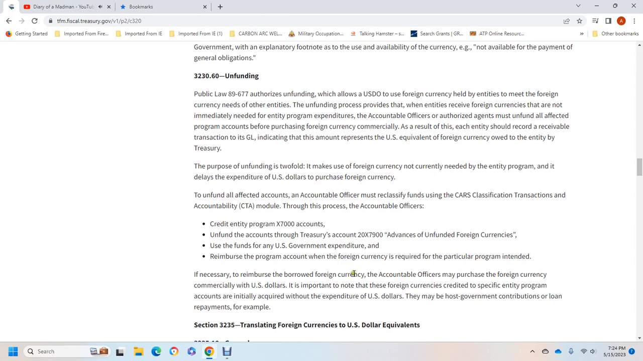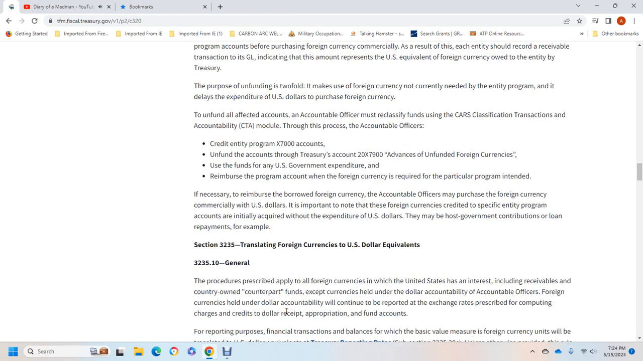It is necessary to reimburse borrowed foreign currency. The accountable officer must purchase the foreign currency with the commercial U.S. dollar. The important note is that these foreign currencies credit specific any program account for the initial card expenditure for the U.S. dollar that may be hosted, the government contribution loan, the repayment. For example, 3220 and 35 translating the foreign currency for the U.S.